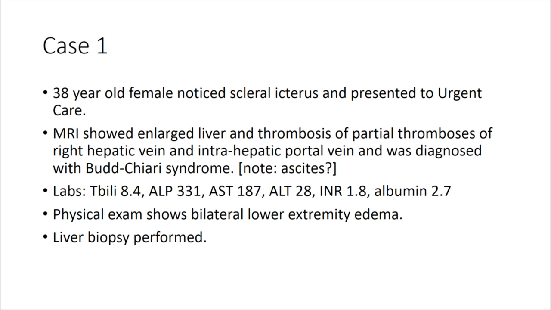Her laboratory exam showed that she did, in fact, have an increase in total bilirubin. Her alkaline phosphatase, a measure of biliary type injury, was elevated. Her liver transaminases, ALT and AST, particularly the AST, was elevated, with really no elevation of her ALT. And her coagulation factors are shown here, slightly prolonged, and her albumin was, in fact, a bit decreased. So evidence, perhaps, of either decreased liver synthetic function and or increased consumption by the body to explain the low albumin. Her physical exam showed that she did have lower extremity edema, and a liver biopsy was performed.